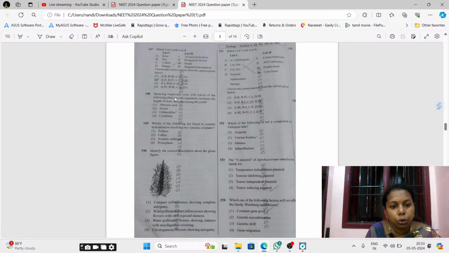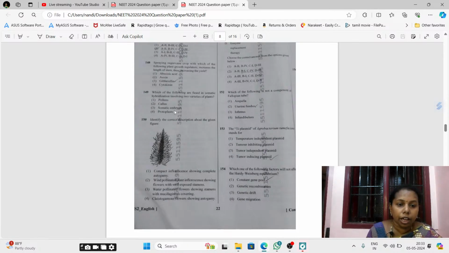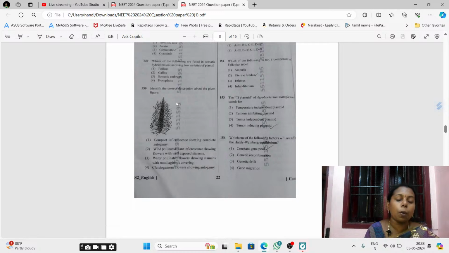Okay. Spraying sugarcane crop with which of the following plant growth regulators increases the length of stem? Gibberellin. It also increases malting, as we know. Which of the following are fused in somatic hybridization involving two varieties of plants? Protoplasmic fusion, pomato, all that we might have discussed. Identify the correct description about the given figure. It is wind pollinated flower showing stamens is the correct answer.